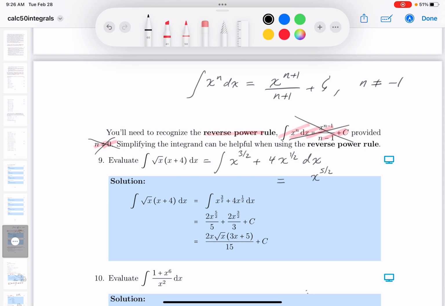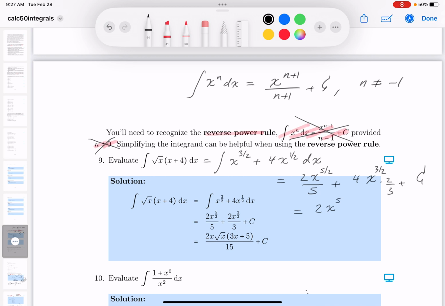And then what do I notice? I notice that I'm going to have to divide by 5/2, but that's like multiplying by 2/5. Let's do the next one. That's going to be plus 4. I'm going to increase the exponent by 1, which would be 3/2. And I'm going to multiply by that reciprocal, which would be 2/3, plus some constant of integration. All right, let me write this down for you, and I want to simplify it.